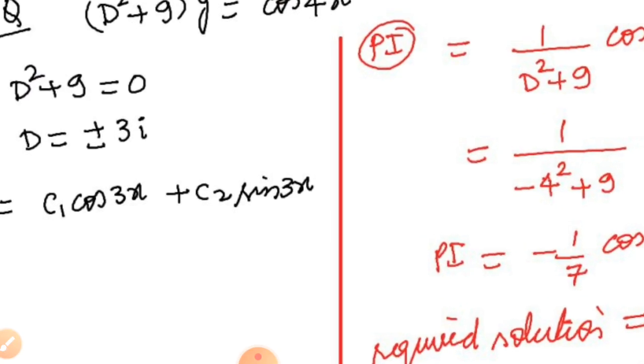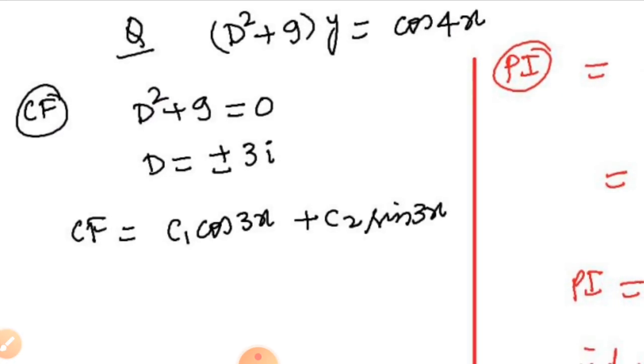Let's have an example of such type of equation. This is the example where we are having a differential equation given as (d square plus 9) y equals 4 cos 4x. Remember that d square means d2y by dx square, the double derivative of y.